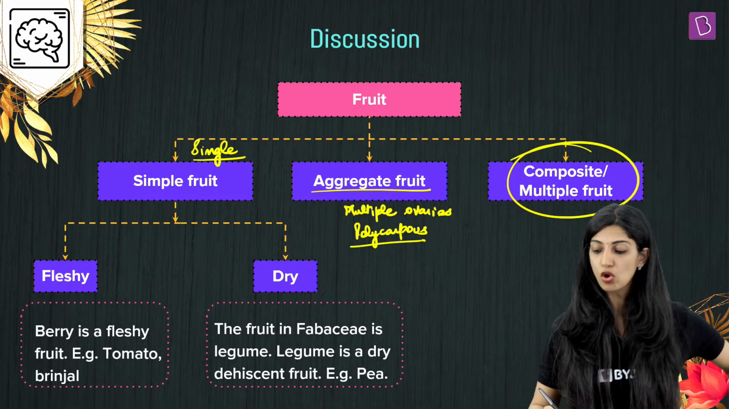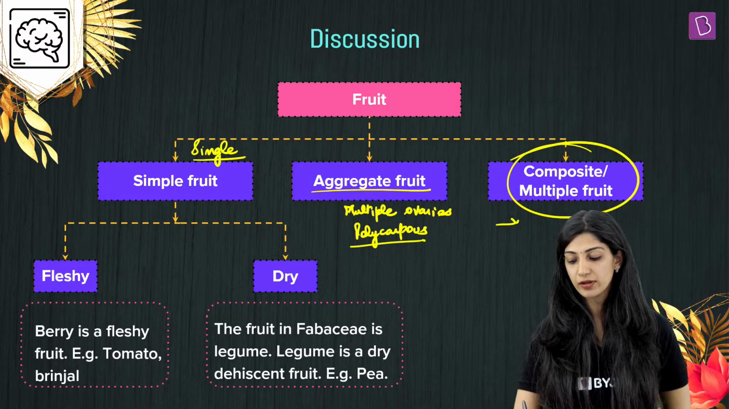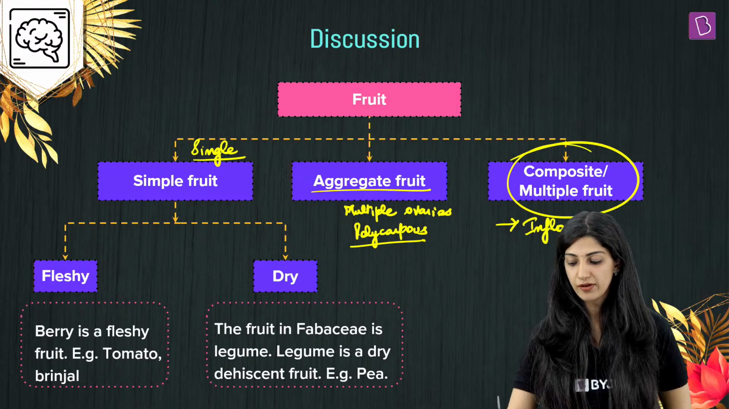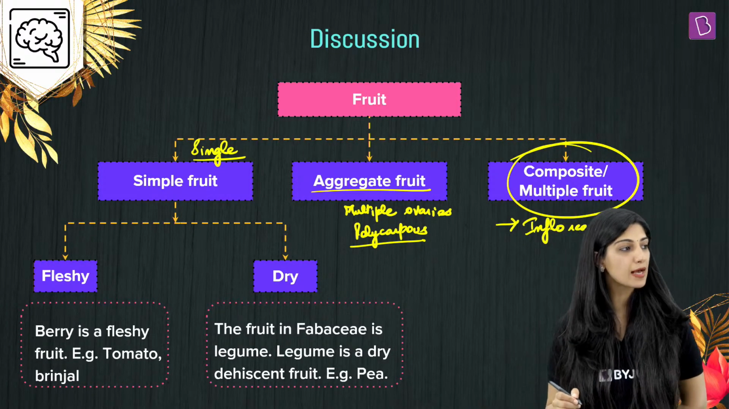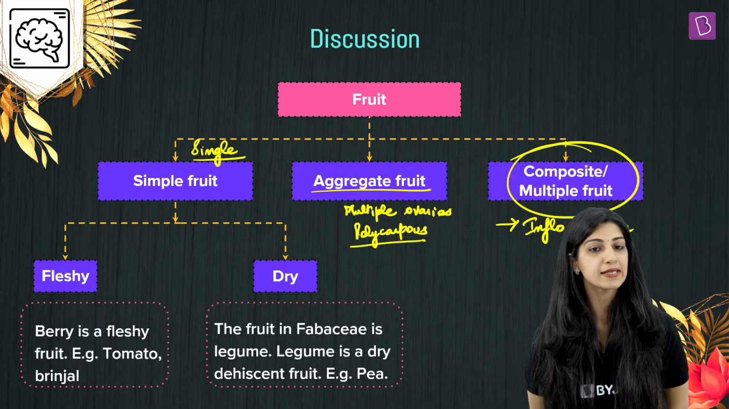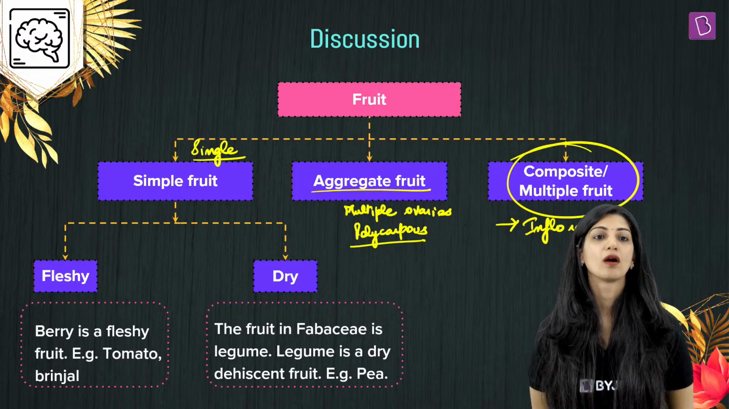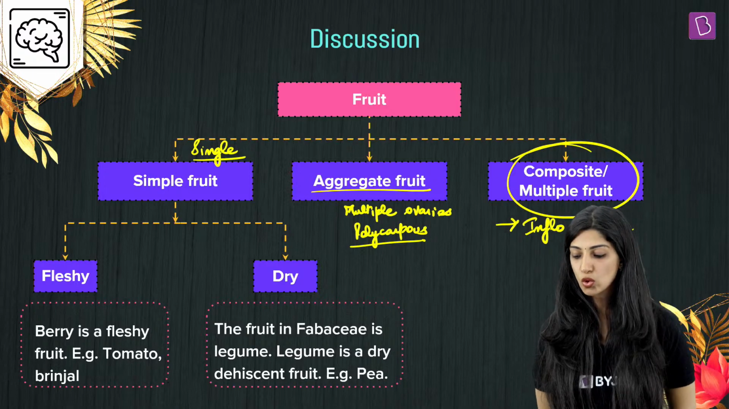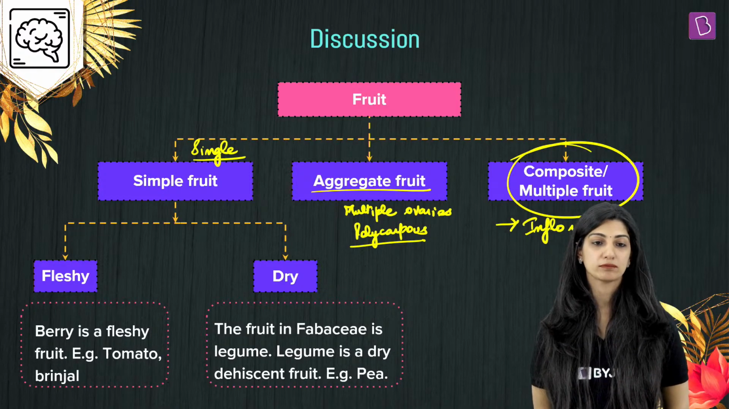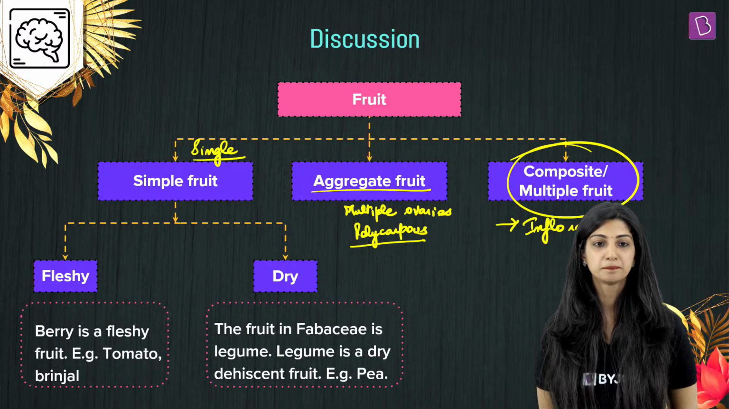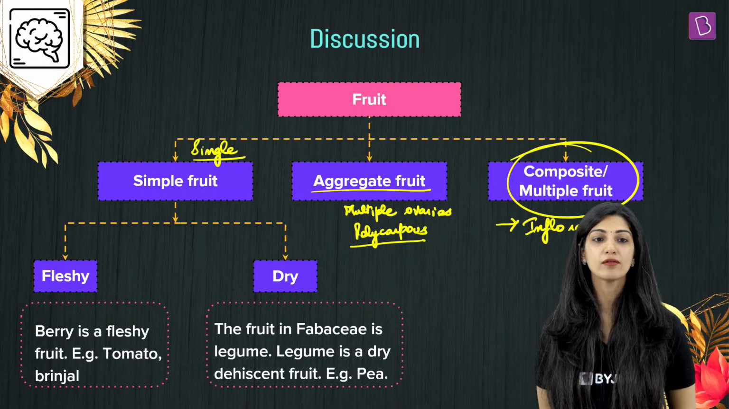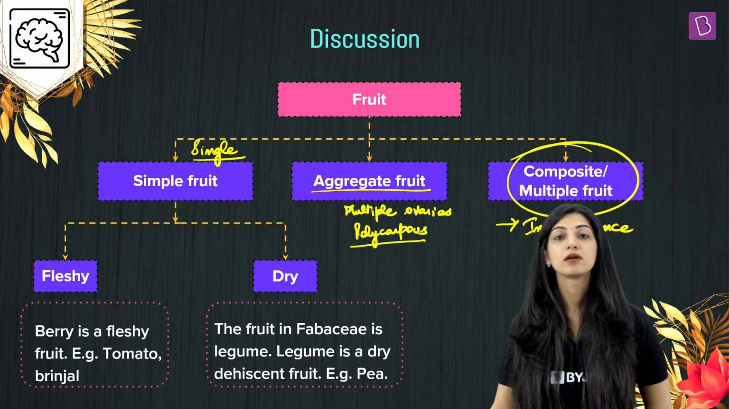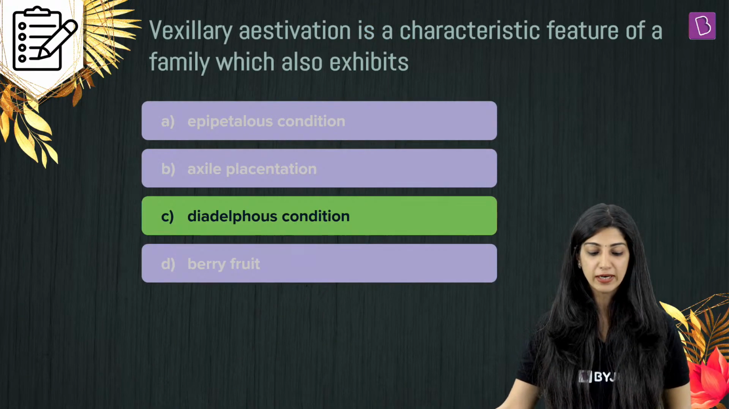Then comes the composite or the multiple fruit. Its keyword is entire inflorescence. Inflorescence develops into a fruit. Let's see who will give me the example of multiple or composite fruit. Let's keep the chat on. Who knows the example of composite or multiple fruit? Inflorescence. Think about it. Very good. Fig, ficus, or banyan. All these are examples of multiple fruits.